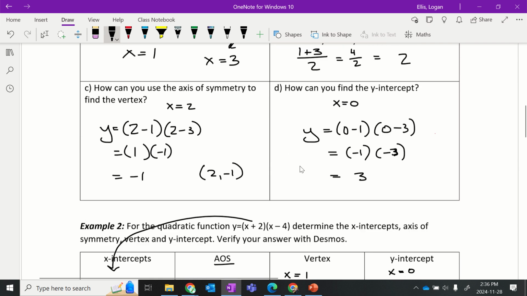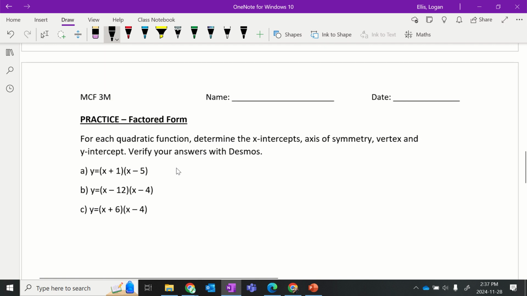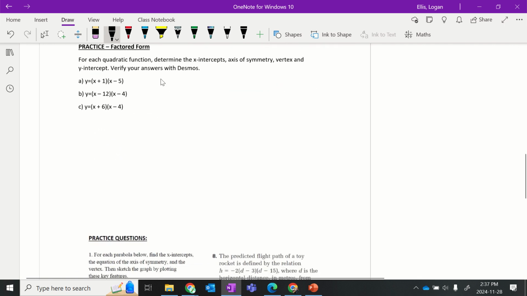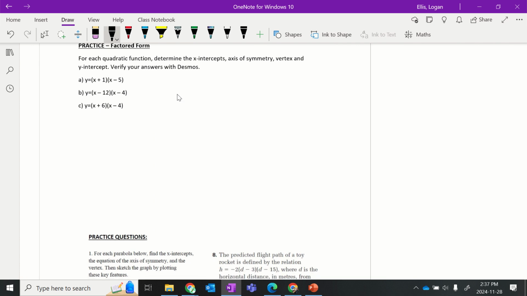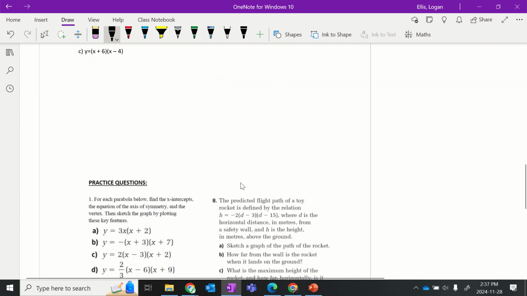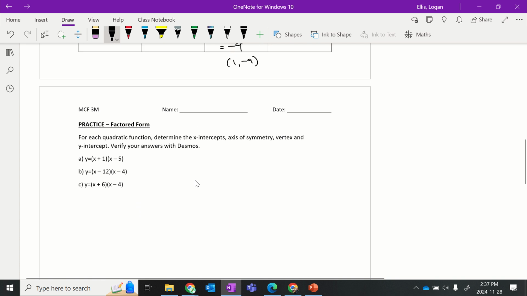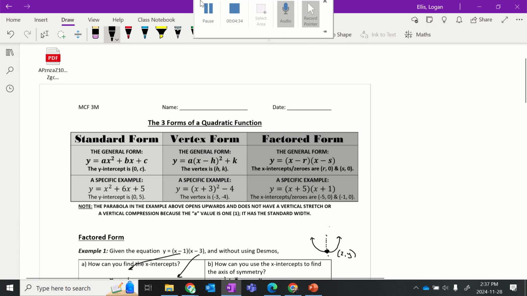All right, so feel free to go back and pause to get any of this down that you need for your note here. But your practice is going to be telling me the x-intercept, axis of symmetry, vertex, and y-intercept of these 3 equations. Make sure you check your answers with Desmos. And then there are 3 practice questions here with solutions as well. So please go ahead and answer those questions, and feel free to reach out with an email if you have any questions.